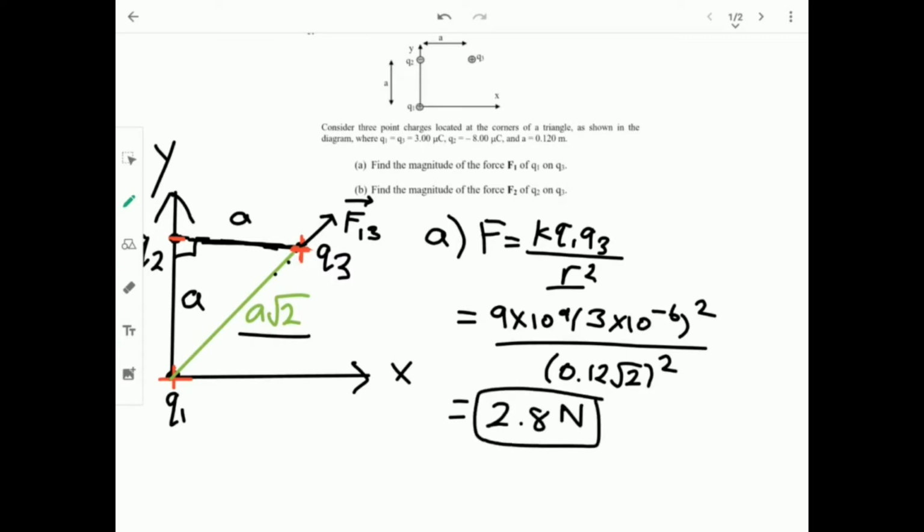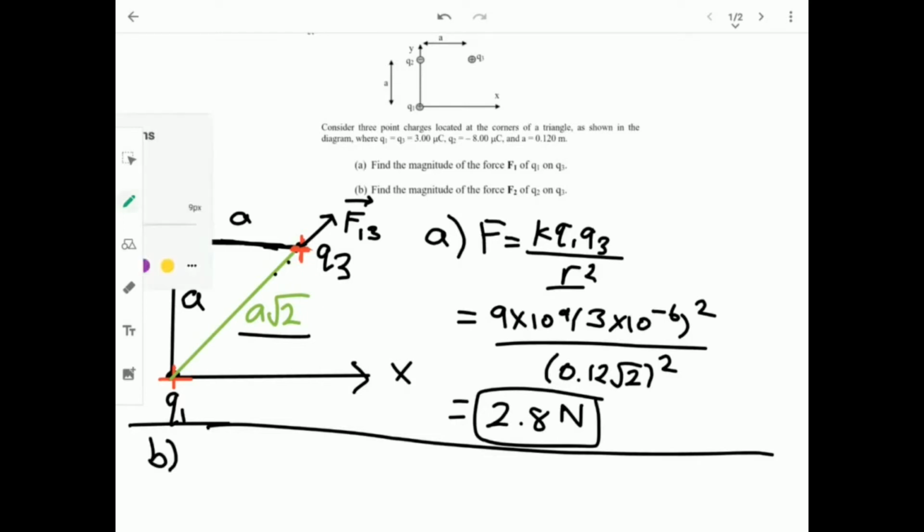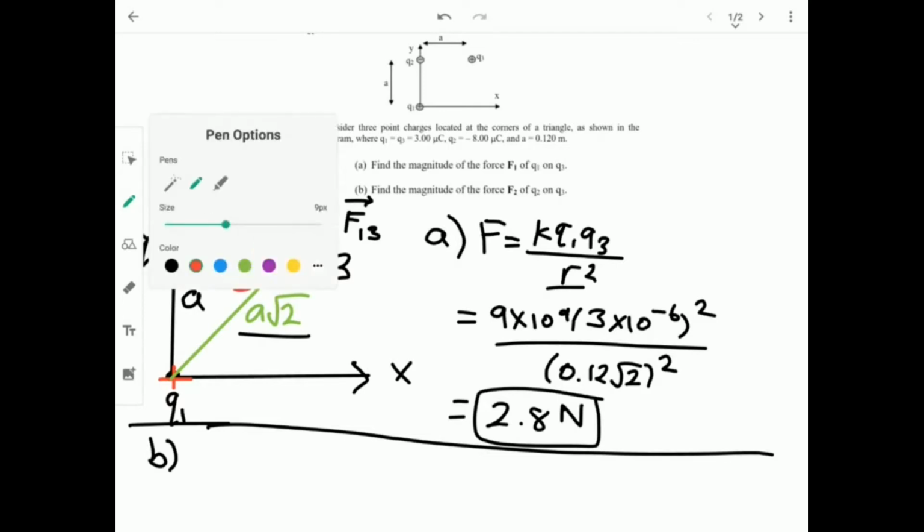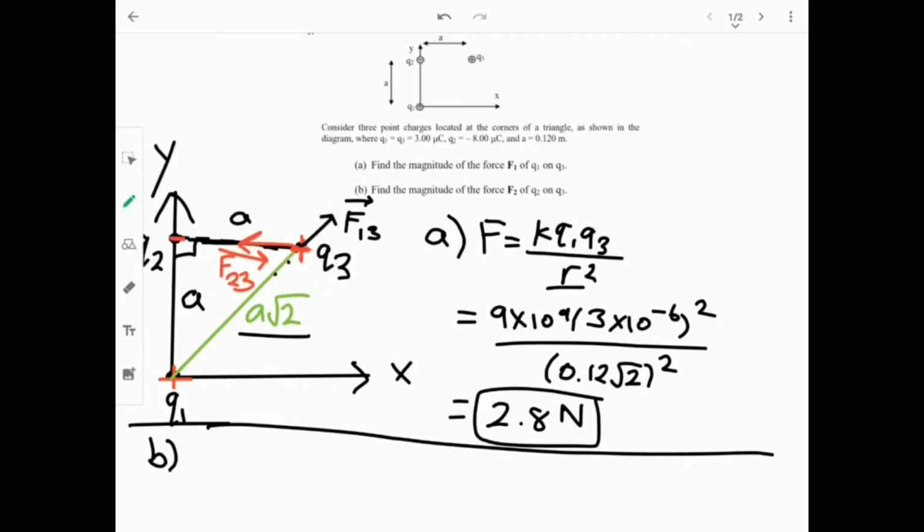Let's do part B as well here. Part B is asking us for the magnitude of the force F2 of Q2 on Q3. Now look at the charge of Q2. Q2 is negative, Q3 is positive. So obviously it's an attractive force. Let me use the red pen here. So this is F2 on 3, right? So the magnitude of this would again be K Q2 Q3 over R squared.